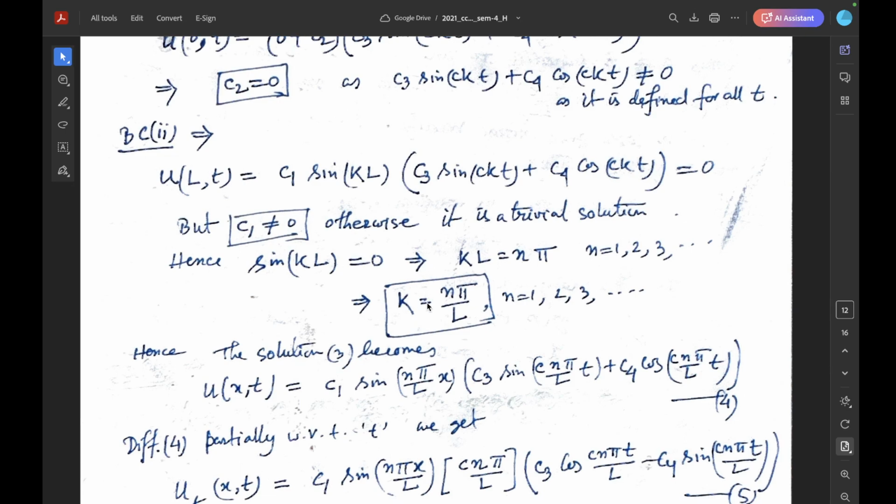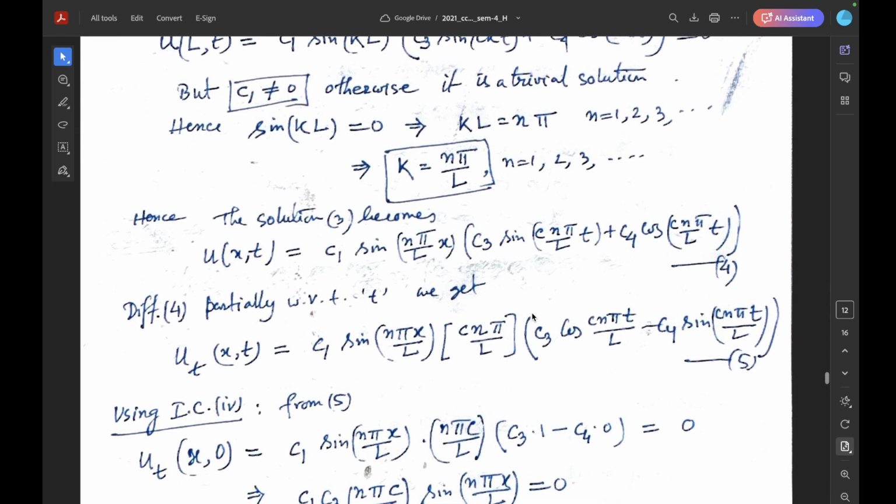So in the solution, put k = nπ/L. So u = c1 sin(nπx/L) times the bracket c3 sin(cnπt/L) + c4 cos(cnπt/L). Differentiating equation 4 partially with respect to t, we get u_t(x,t) = c1 sin(nπx/L) times cnπ/L times the bracket c3 cos(cnπt/L) minus, differentiating cos gives minus sin, c4 sin(cnπt/L), taking cnπ/L common from this.